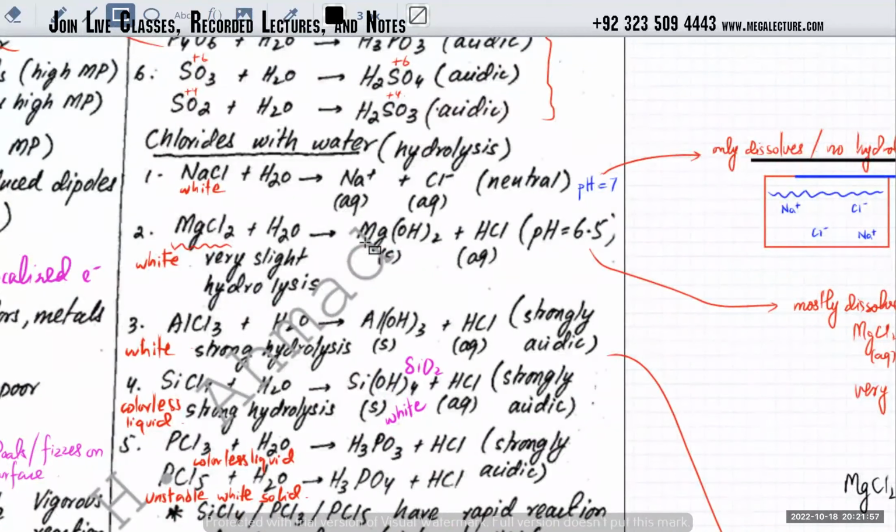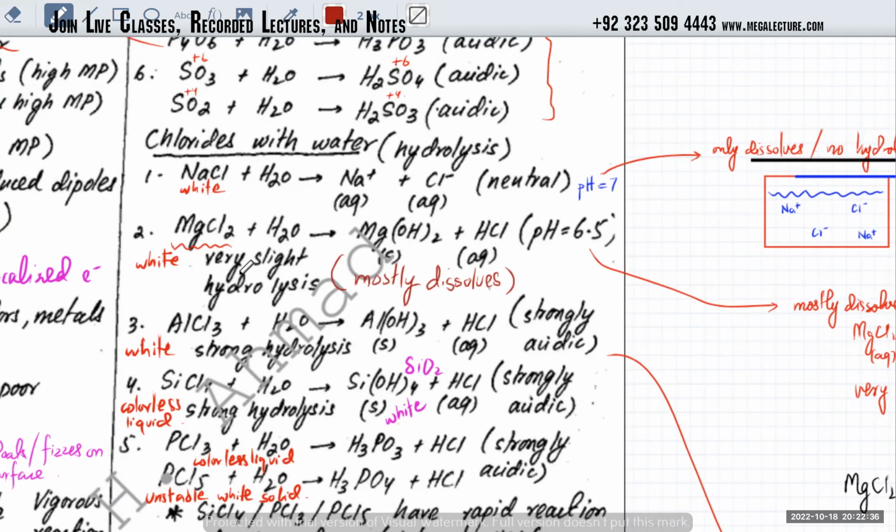Yes, sir. Yes. Now after that you've got MgCl2. MgCl2 with water, that's very slight hydrolysis. When I talk about hydrolysis, that means there's going to be a reaction with water. In this also, it mostly dissolves, most of it, and there is very little hydrolysis.